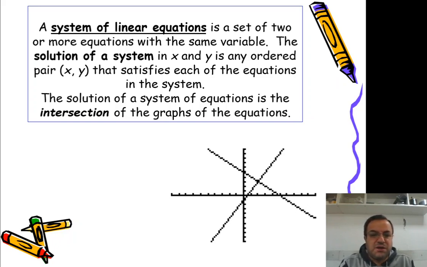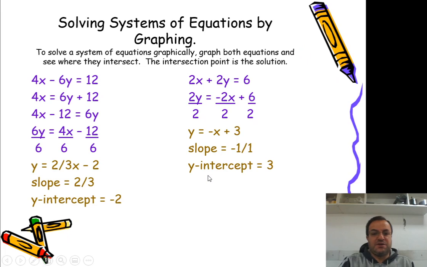This means that the x and y we get must be true for both equations. The solution of a system of equations is the intersection of the graphs of the equations. As you can see here, this point of intersection is the solution of the system.